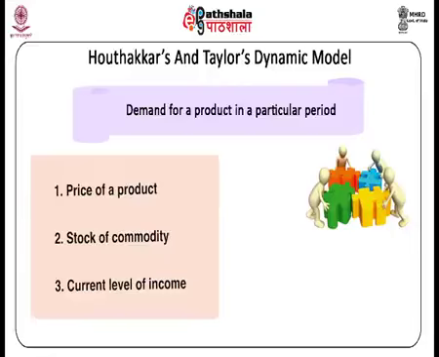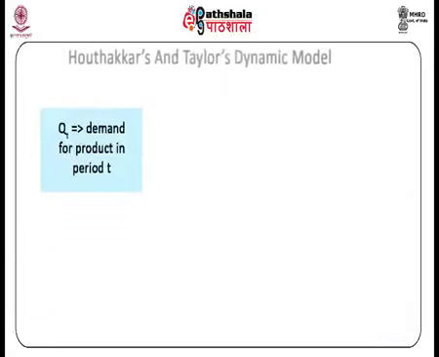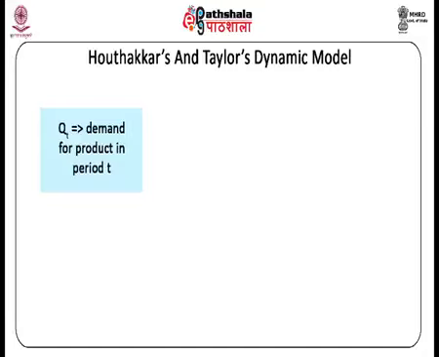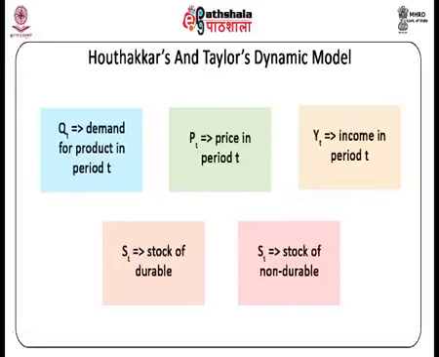This can be expressed as Qt = G + H*Pt + I*St + J*Yt, where Qt is the demand for the product in period t, Pt is the price in period t, Yt is the income in period t, St is the stock of durables if the demand function refers to durable goods, St is the stock of non-durables if the demand function refers to non-durable goods.